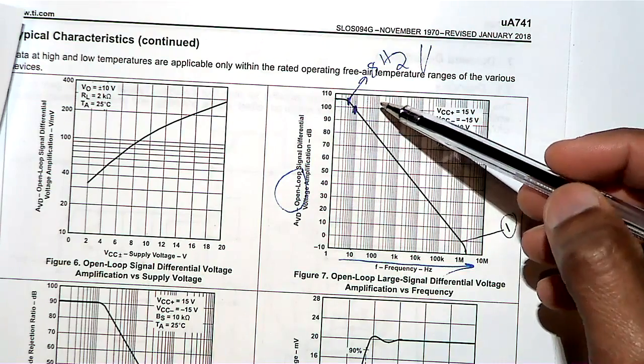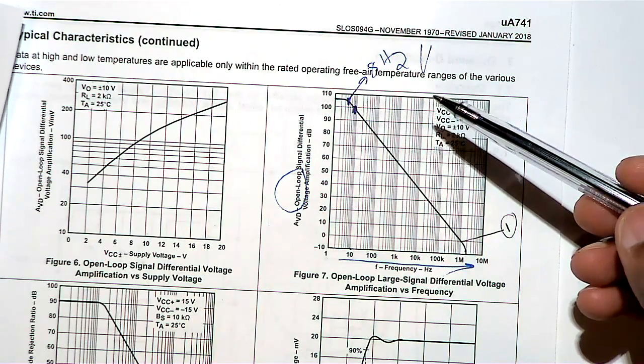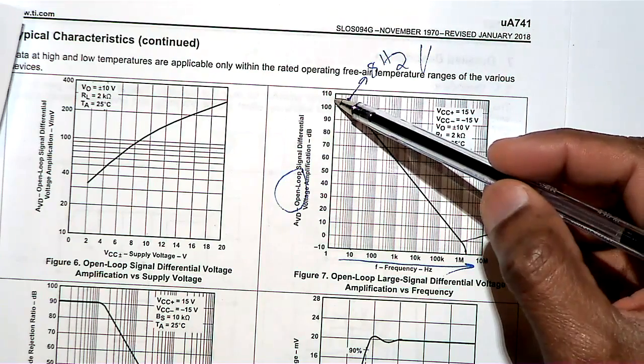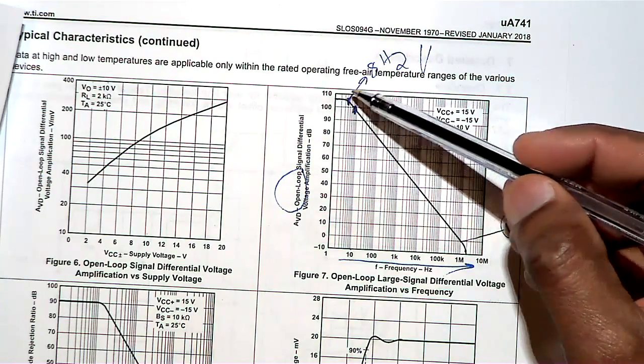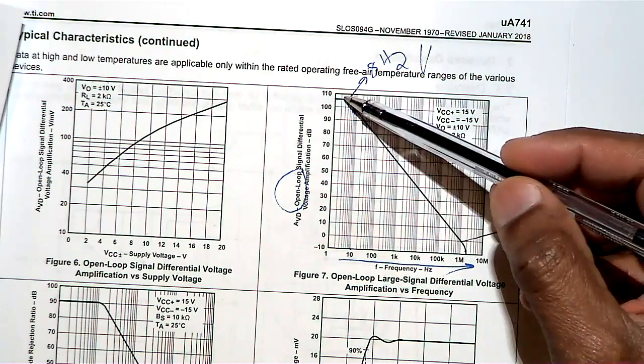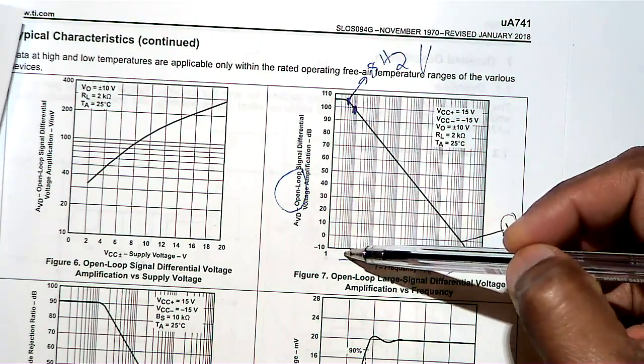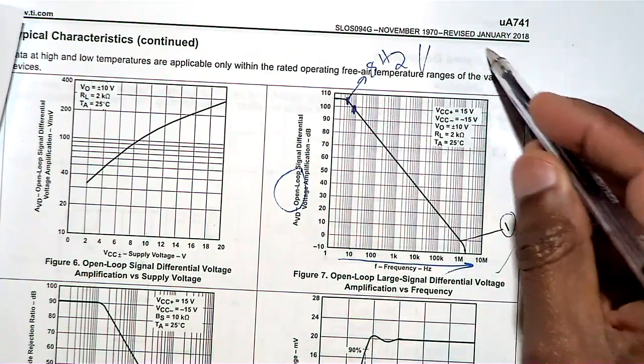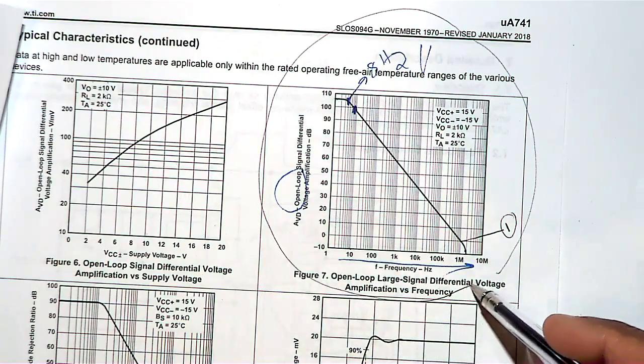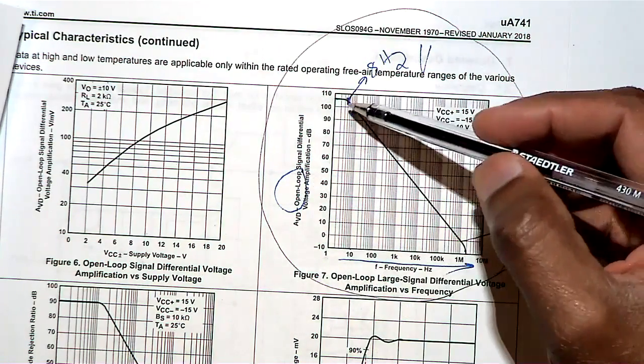Then bandwidth. So what do you mean by bandwidth? Bandwidth is the frequency range at which your gain is flat, at which your gain is constant. That is called bandwidth. So if you operate your LM741 in open loop mode, what is the bandwidth?